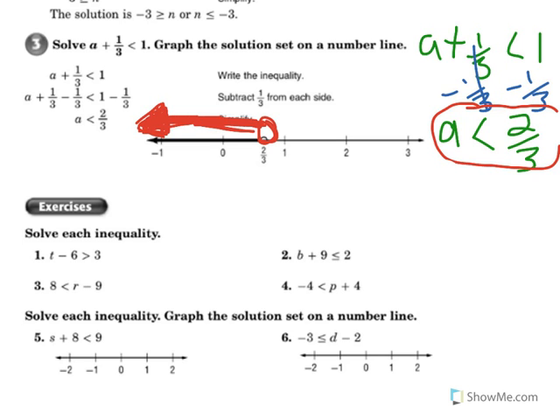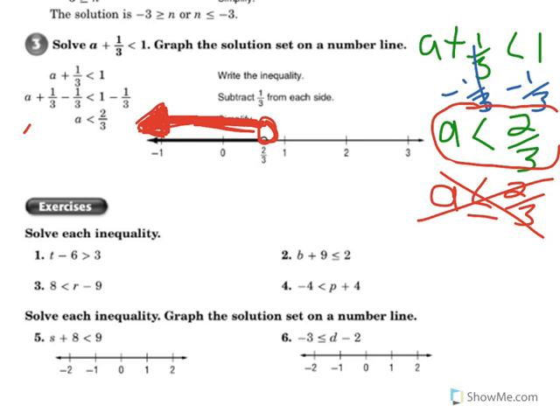Now, I want to make one more note that is important. Whenever you're graphing, whether this is an open circle or a closed circle depends on this. If your solution set does not include your number, like here, it does not include 2/3. If it did include 2/3, it would say less than or equal to 2/3. Now, it doesn't say that. It says just less than, meaning it does not include 2/3.